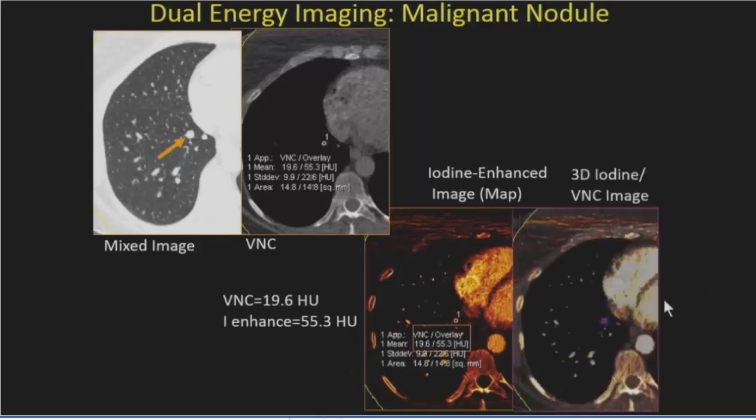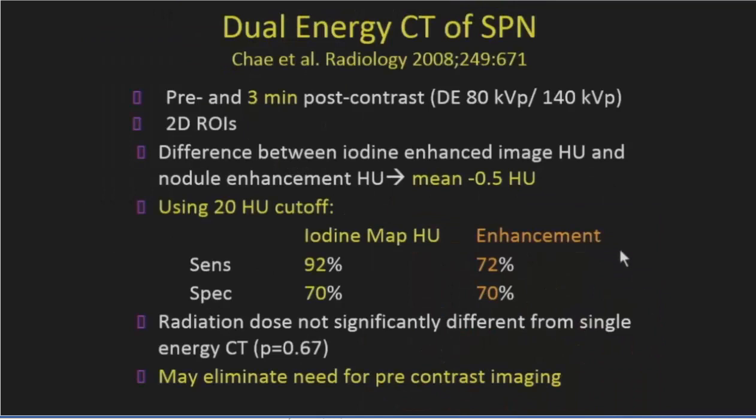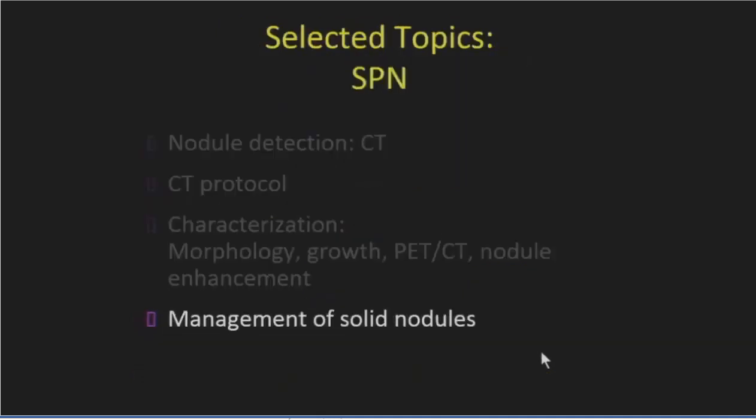So there is potential for enhancement assessment with dual energy imaging. And this was investigated by Che and colleagues, in which they looked at 3-minute post-contrast dual energy CT, and they did show similar results in comparison to nodule enhancement as Dr. Swenson and his colleagues had investigated, where they took a true non-contrast and compared it to post-contrast enhancement. This was just looking at the dual energy virtual non-contrast and iodine maps.